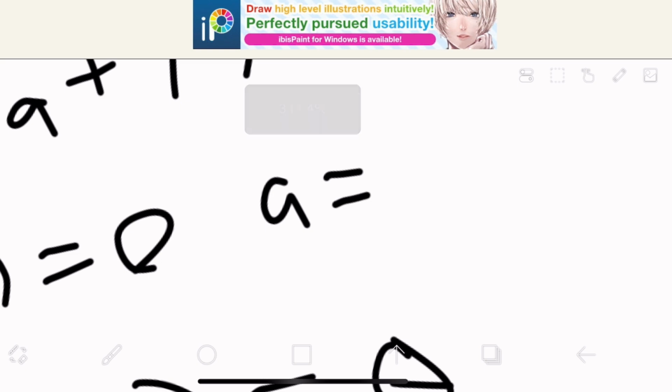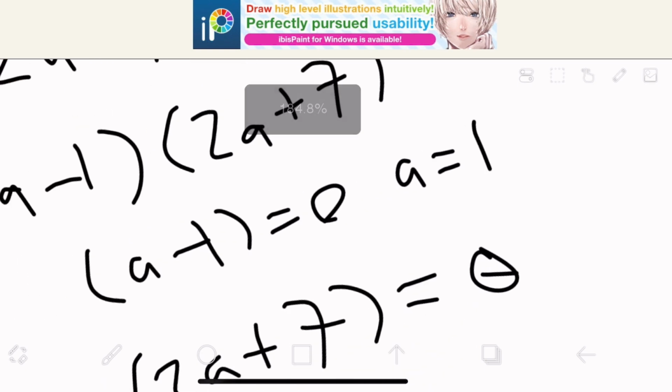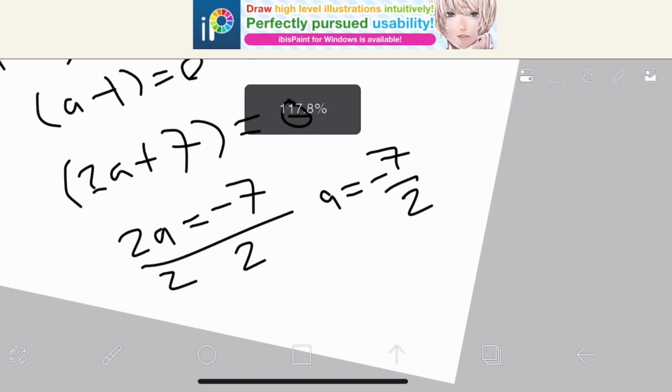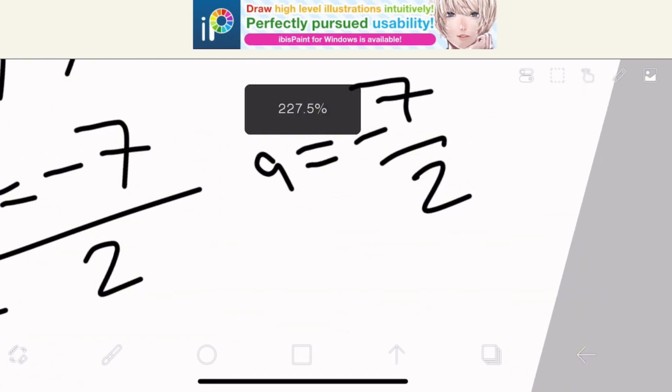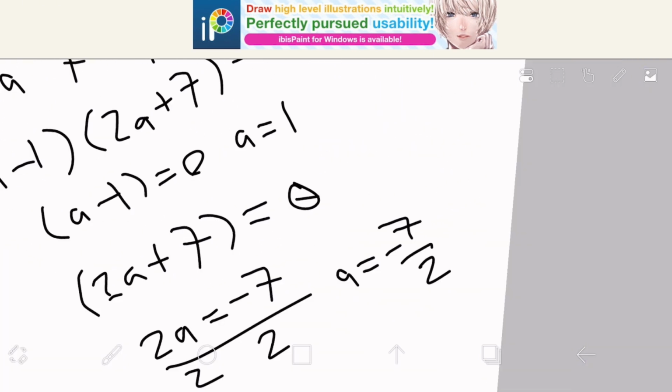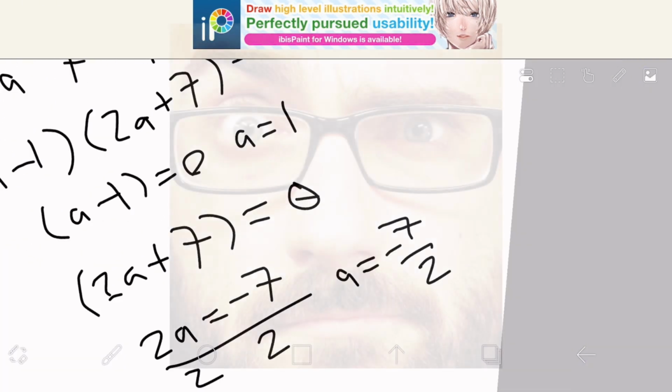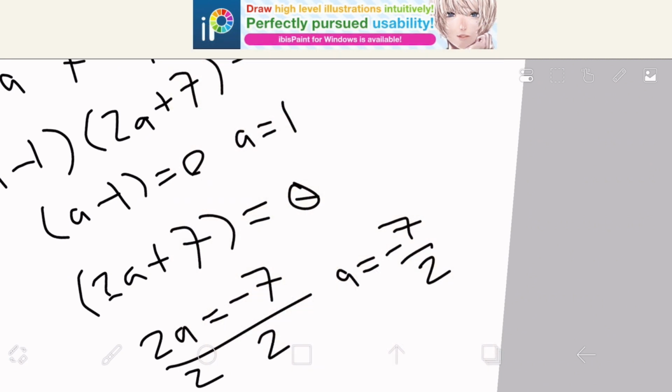In this case, a would be equal to 1. I don't even have to really write down the math for that, that's just mental. This one's a bit more complicated, but the answer would be negative 7 over 2. So now you have two solutions for a. But what does this mean? So basically, these are both the x-intercepts on an actual graph, but I'm not going to cover graphing.